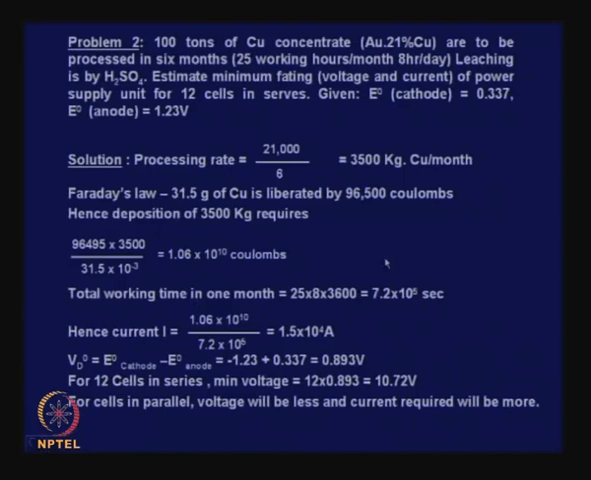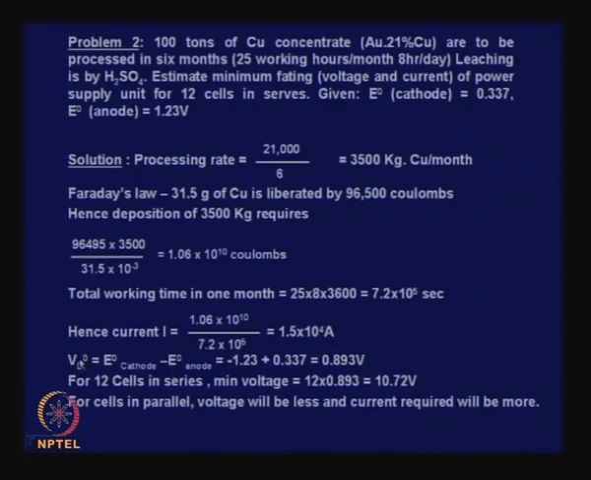We multiply this by coulombs, divide by equivalent weight, and we find so many coulombs would be required. Total working time available with us in 1 month is obtained by finding out working days and hours per day, so many seconds. Hence, current I is easily found by a ratio, this divided by that. This is the total current requirement. So, we have found out what the current requirement is.